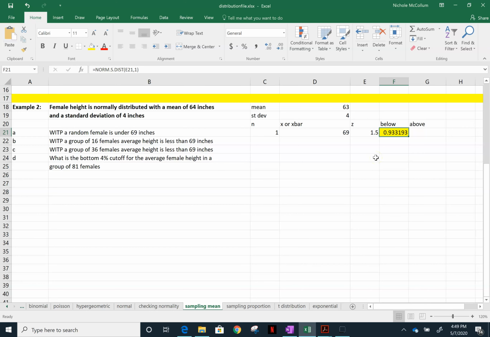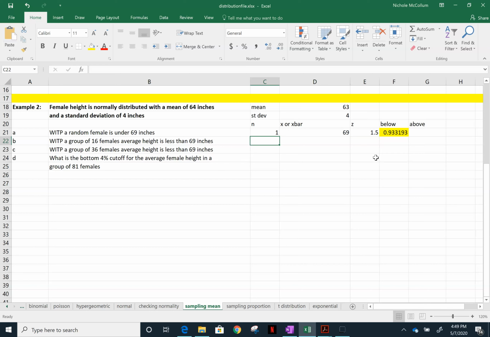We're talking randomly, okay? That's very important. Randomly. If you're in a group of tall females, then you probably are tall, and that's not a random group. I want a random group. So I want to go to an area and randomly select one female. The odds that a random female is under 5'9" is pretty darn good. 93% chance. All right, part B.